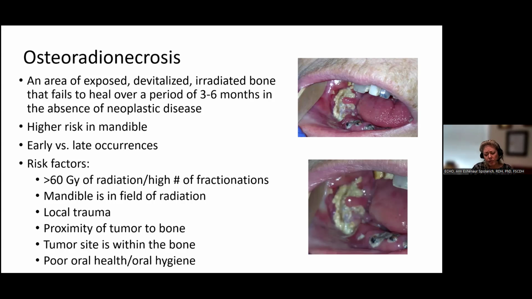Trauma is another contributing factor. So we don't like to extract teeth in bone that's been irradiated because the bone doesn't heal. So trauma from a surgical procedure. Also, if the tumor was close to the bone or had invaded into the bone, so the residual bone has changed in its quality and quantity, and then having poor oral health and poor oral hygiene as a risk factor. This is really sad. It requires surgical intervention and resection.